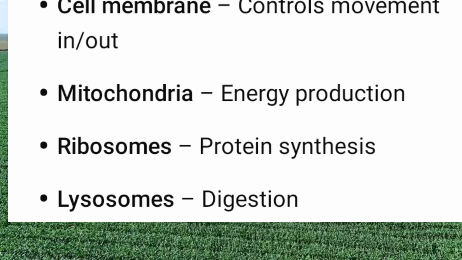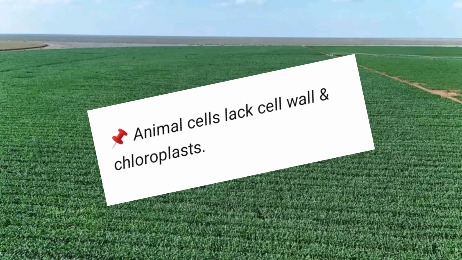mitochondria, production of energy, ribosomes, protein synthesis, lysosomes, helps in digestion. Remember this: animal cells lack cell wall and chloroplasts.